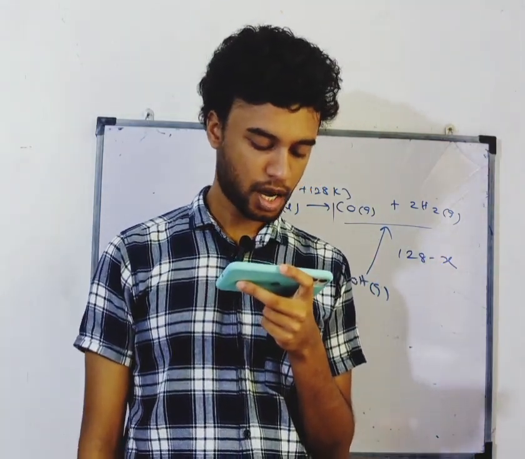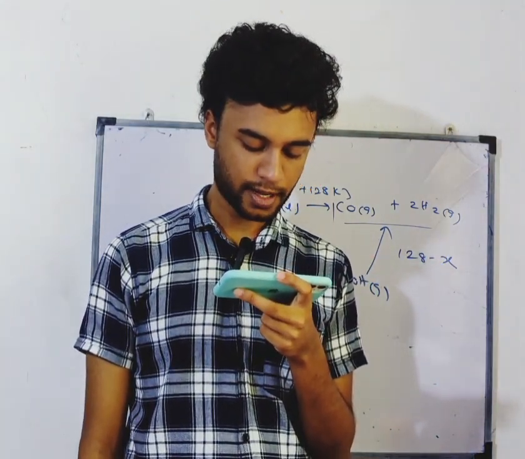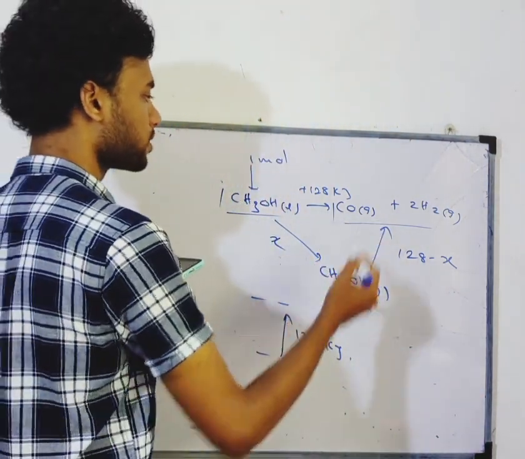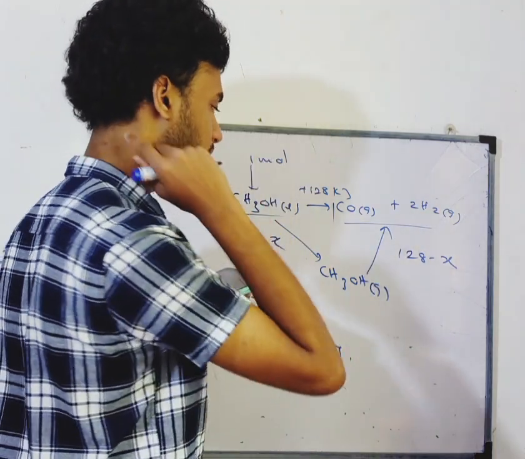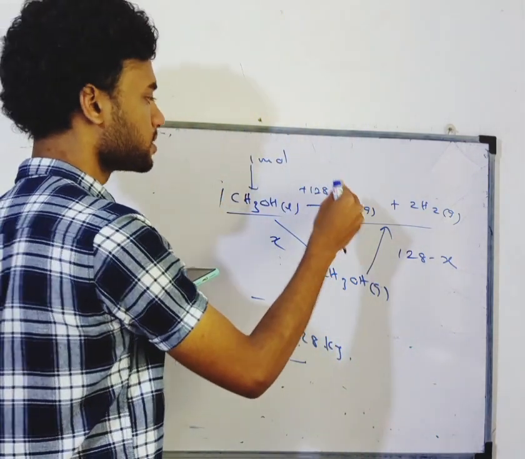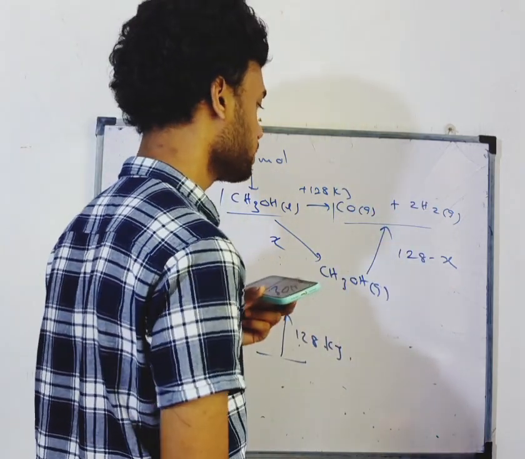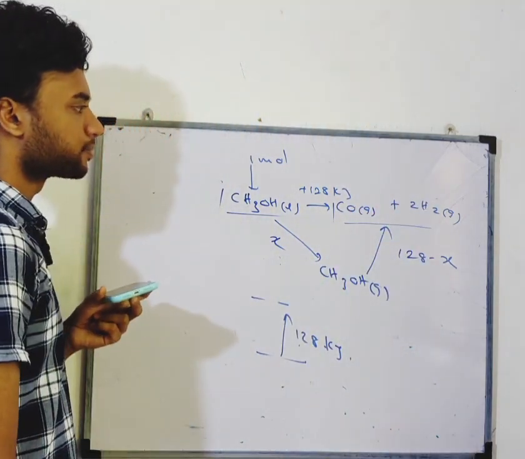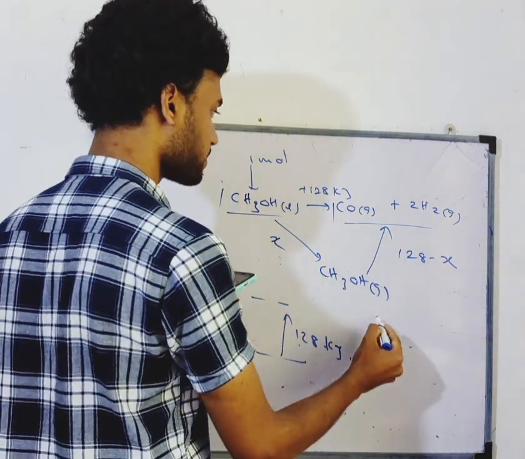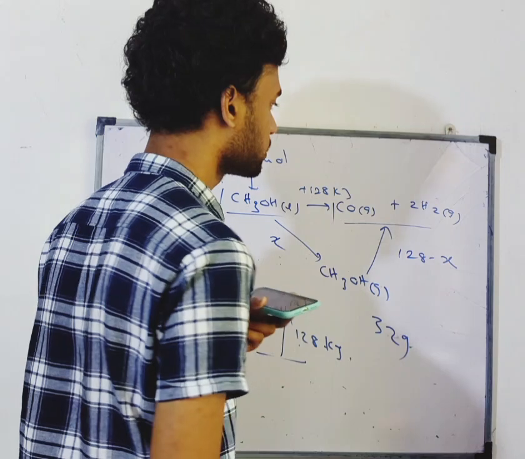Fifth one: 120 kilojoules of heat is absorbed when 32 grams of products are formed. Calculate the molecular weight of CO gas and hydrogen. What do you get? You get 32, right? 12 plus 16 plus 4. You get 32 grams. That clear?